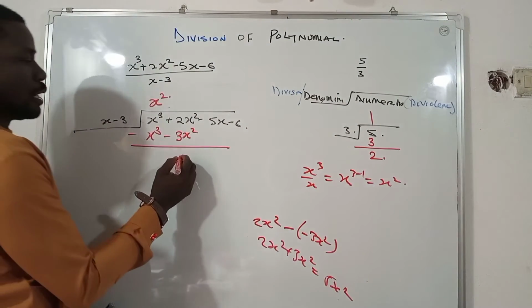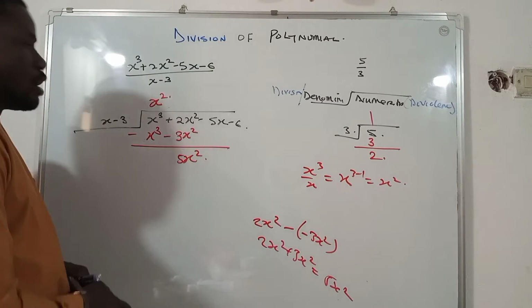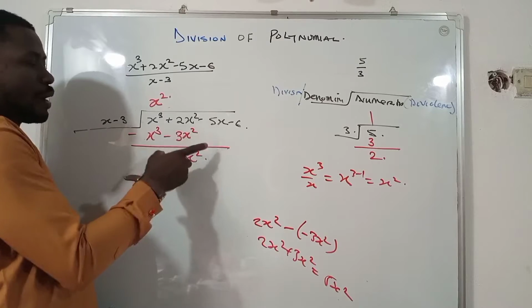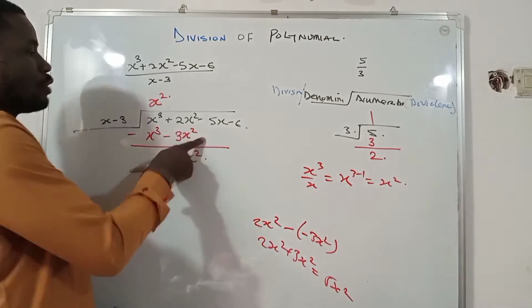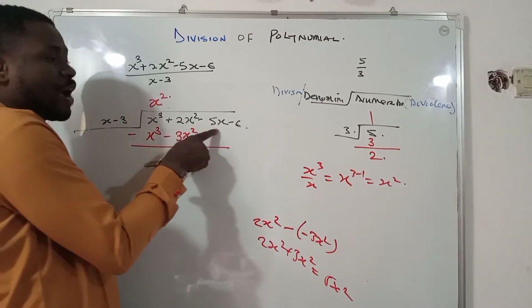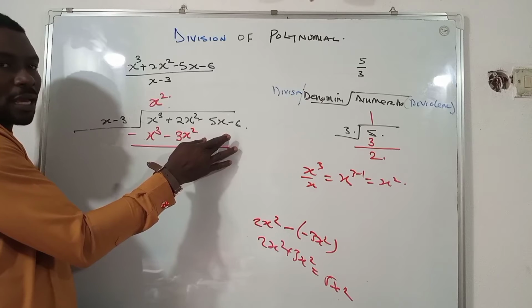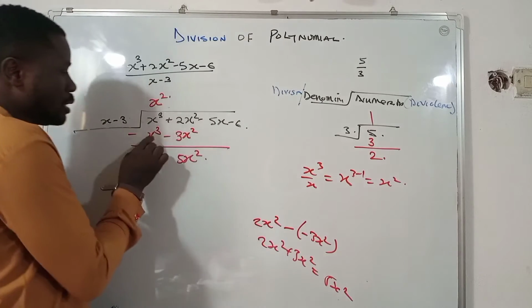And then you put your answer here, 5x squared. What I'm saying in summary is that 2x squared minus 3x squared, the answer will become what? 5x squared. Now you look at this one. This is minus 5x. Minus 5x does not have a like term here on this line. You know that this polynomial has only this and this.